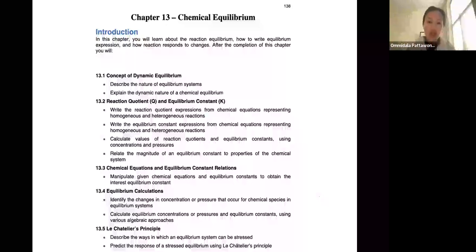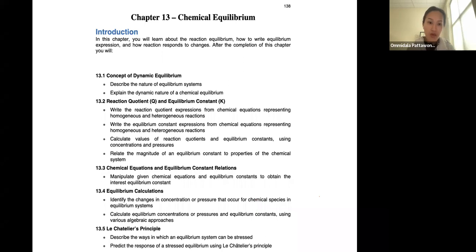Chapter 12 talked about how fast the reaction proceeds, right? So whether it proceeds slow or fast. But in this chapter, we are going to take a look at how far the reaction proceeds, which means how far or how much product can be made for a chemical reaction.